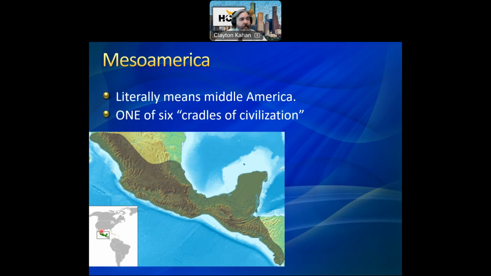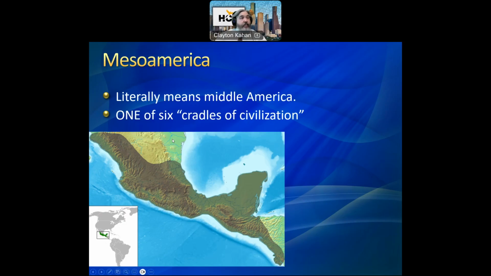Right in the middle of it is Meso or Middle America. Okay. Now, as I mentioned, I'm not going to ask you this on an exam or anything like that, but for trivia's sake, the 6 cradles of civilization are China, the Indus Valley, Mesopotamia, the Nile Valley in present-day Egypt, the Andes in South America, and Mesoamerica. These are the 6 cradles of civilization.